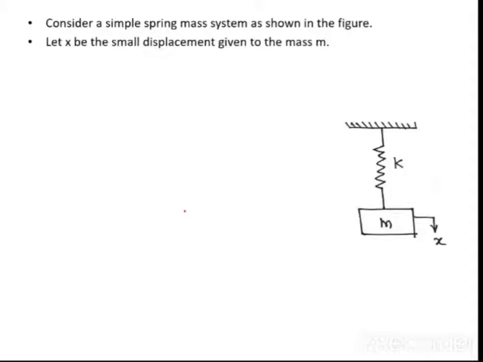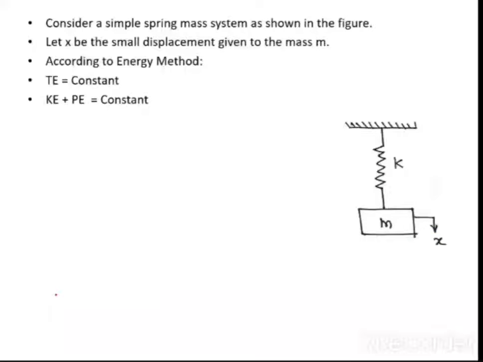Let x be the small displacement given to the mass m. So what will happen? The spring will get elongated, so x will be the deflection inside the spring, the displacement of the spring itself. Now according to the energy method, total energy is equal to constant. So what is total energy? Kinetic energy plus potential energy is equal to constant.